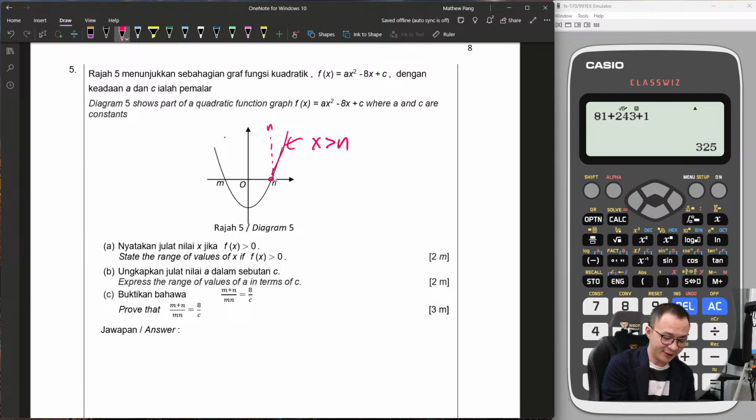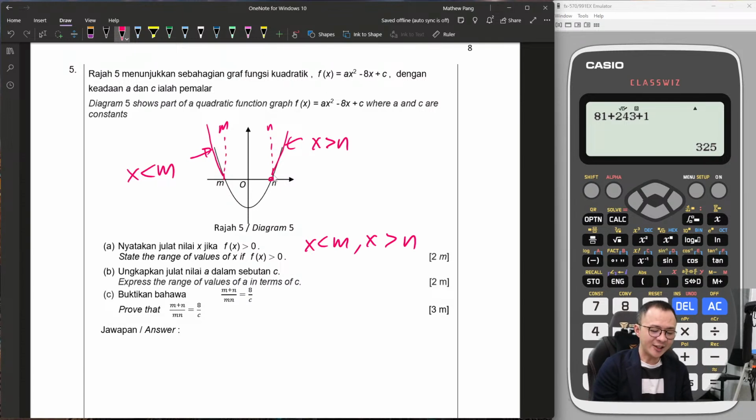So same idea, here is m, right? When bigger than 0, we focus on here, right? This line we call x is less than m. So therefore, your answer is x is less than m or x is bigger than n. Why there's no equal sign? Because the inequality here has no equal sign. If today I have bigger or equals to 0, then I will have the equal for both of them.